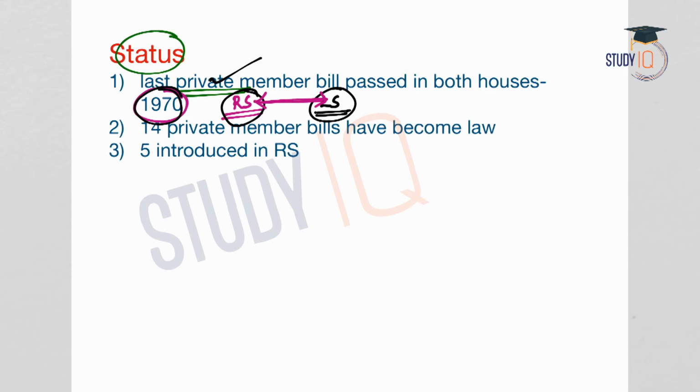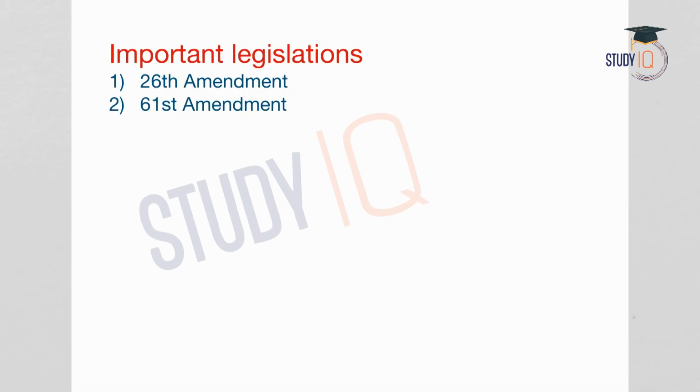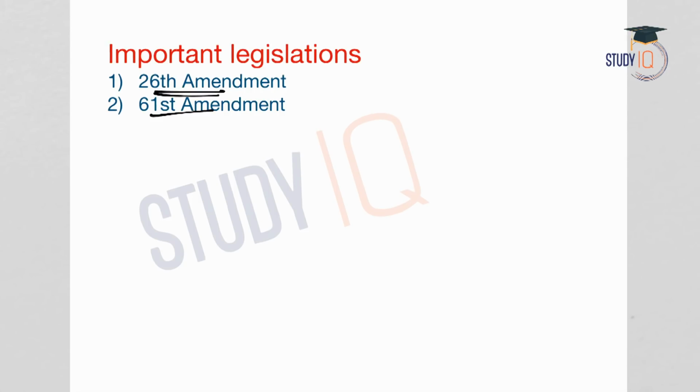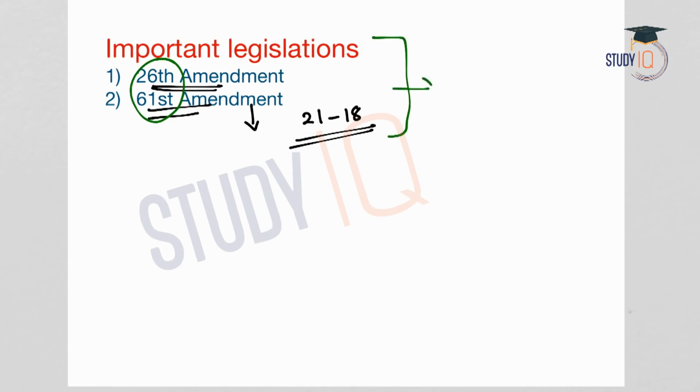Now in total 14 private member bills have become law in the country, and among this 14, 5 were introduced in Rajya Sabha, the rest of them in the Lok Sabha. Now if we look at some important legislations which were brought in by private members bill, one was the 26th Amendment, that is the abolition of privy purses, and second one is the 61st Amendment, and the 61st Amendment reduced the voting age from 21 to 18. So 26th and 61st Amendment were the two important legislations that were brought in through a private members bill.